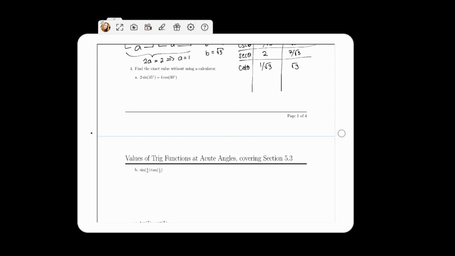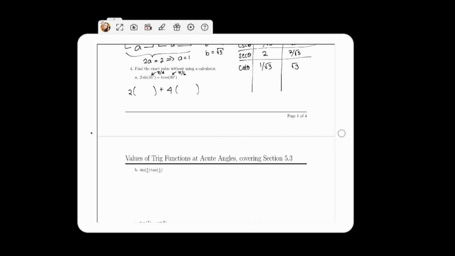So for example, in number 4a, we have 2 times the sine of 45 degrees plus 4 times the cosine of 30 degrees. I also told you before you need to memorize how to go between radian and degree measure for common angles. So we know that this is asking for 2 times the sine of pi over 4 plus 4 times the cosine of pi over 6. If you forgot, you use the conversion that pi radians equals 180 degrees, okay?